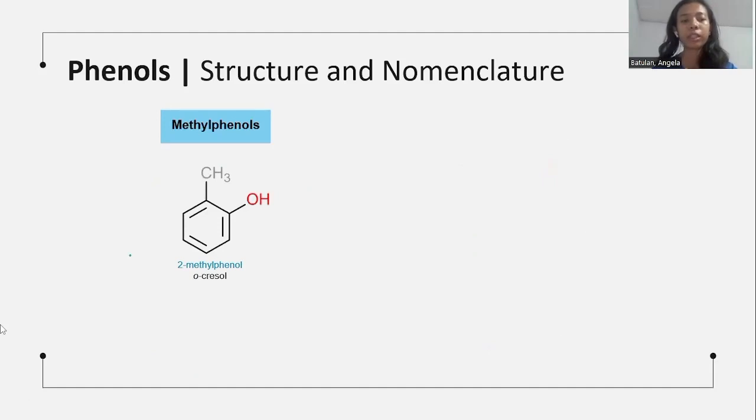Meron din tayong tinatawag na methyl phenols kung saan ang kanilang substituent ay methyls. So, they are commonly known as cresols. So, nagkakaiba-iba lang sila sa prefixes ng ortho, meta, and para. So, dito, since naka-ortho ito, so ortho-cresol.